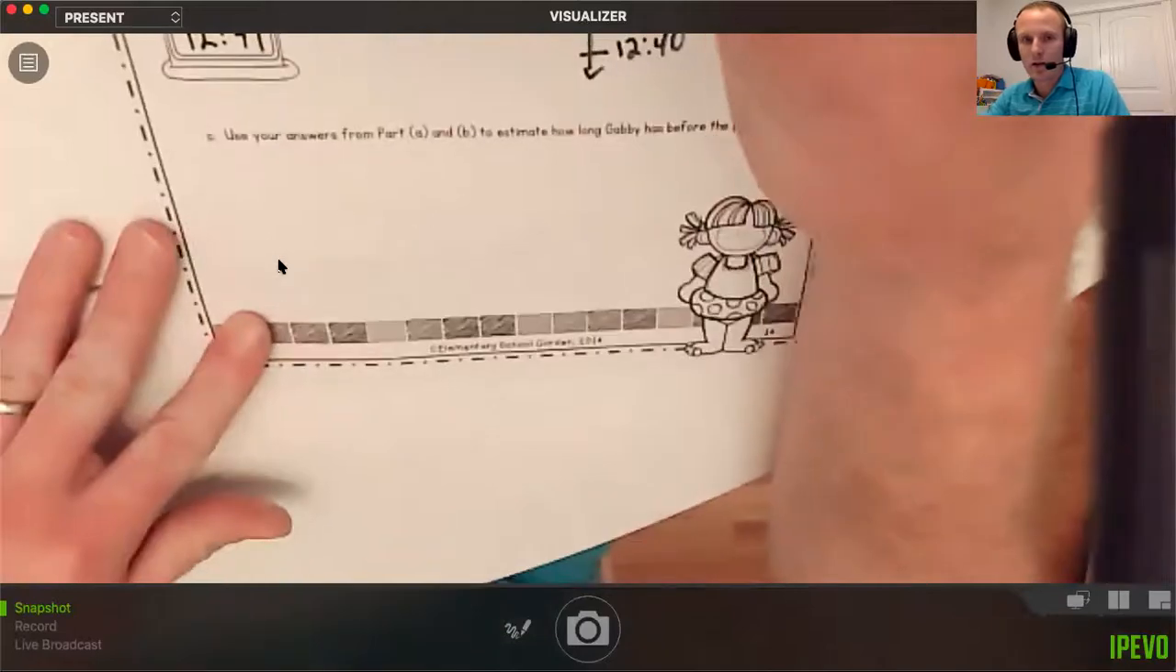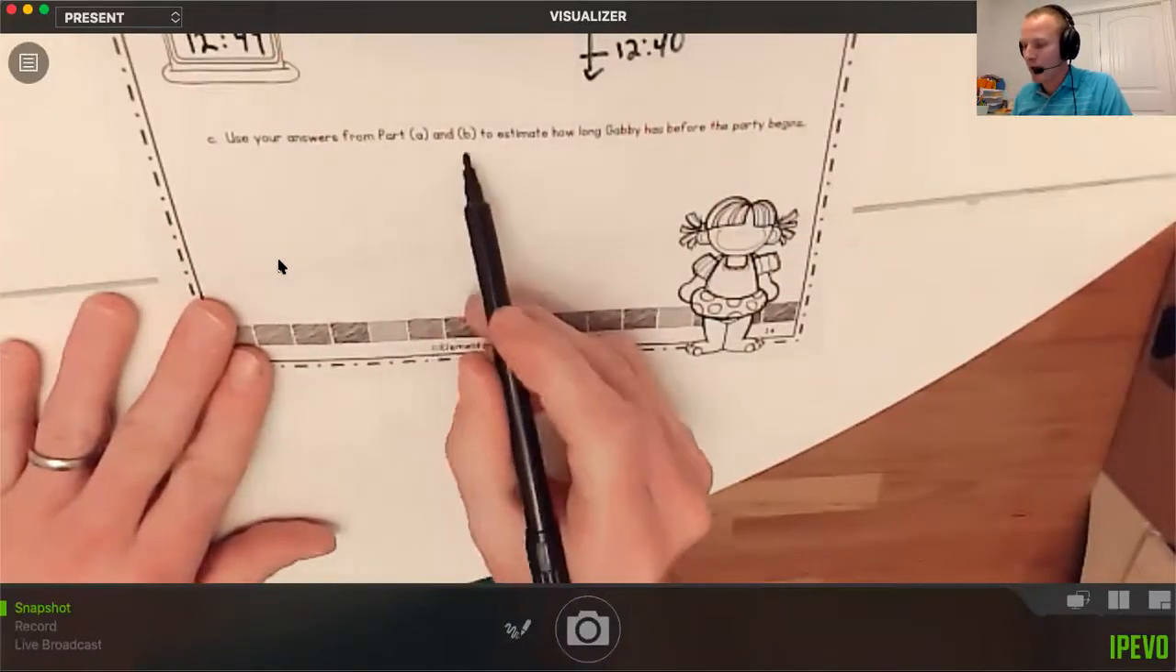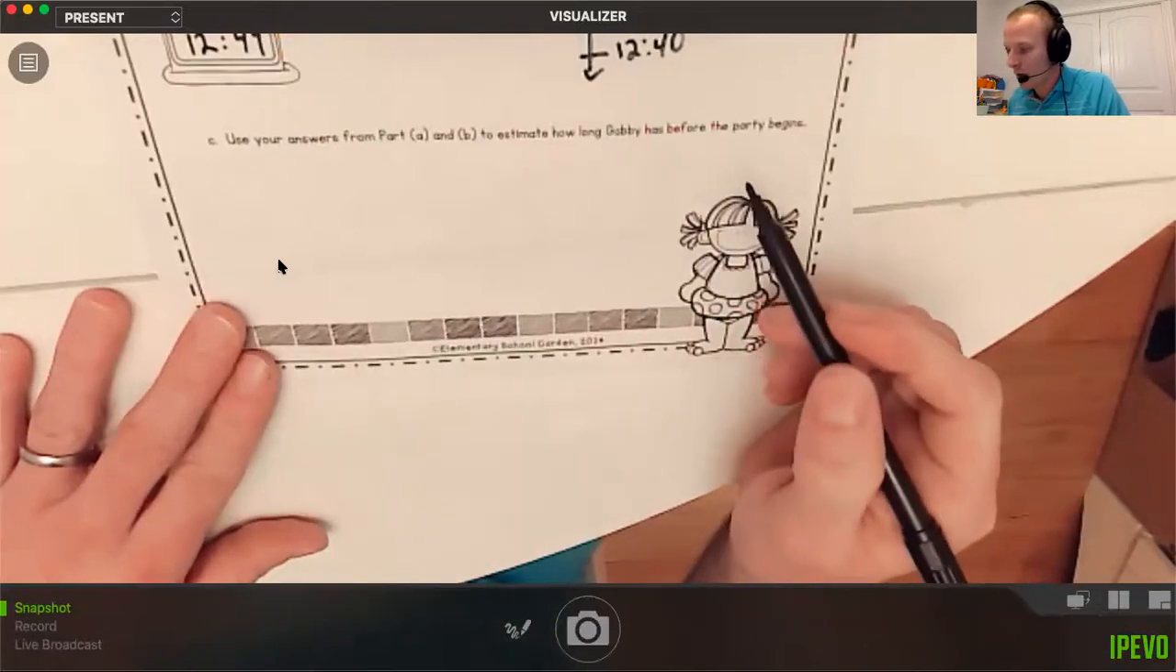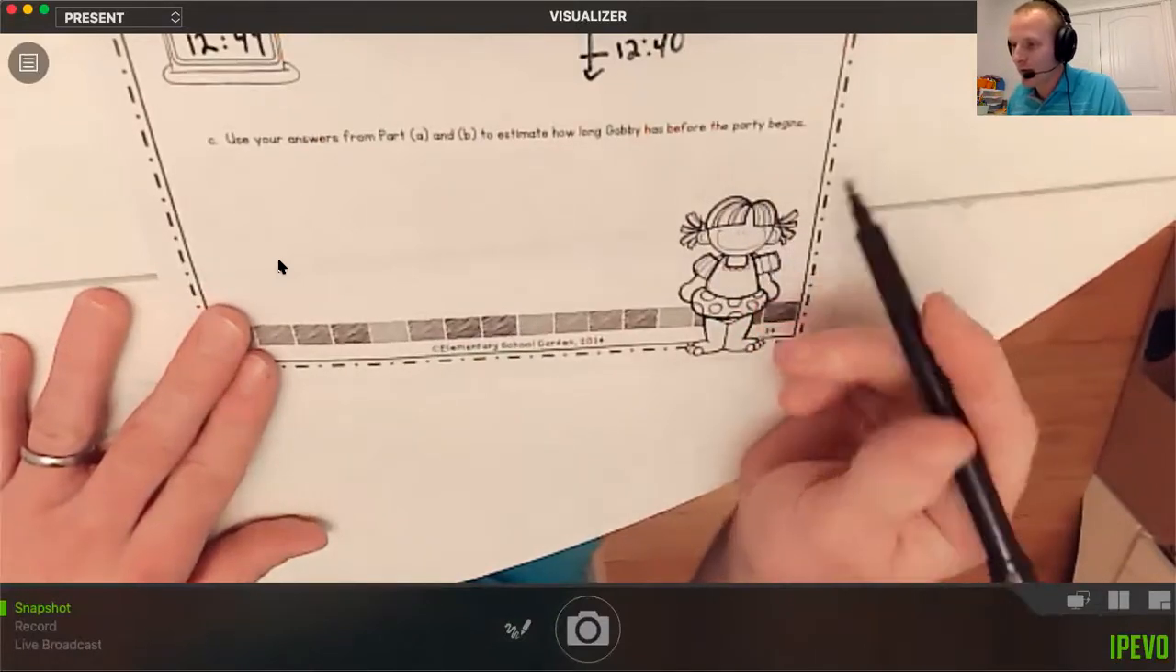And then down here, it says, use your answers from part A and B, so the last two things we rounded, to estimate how long Gabby has before the party begins. Okay.